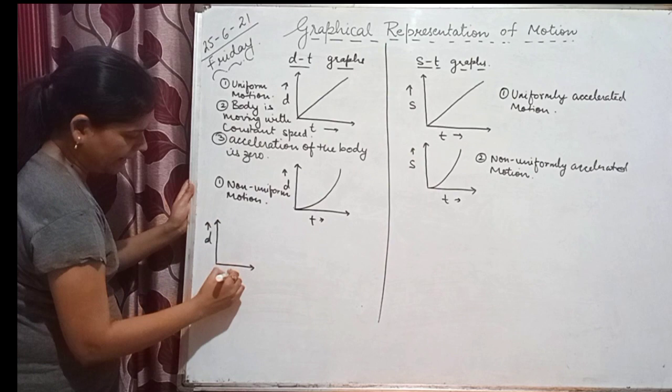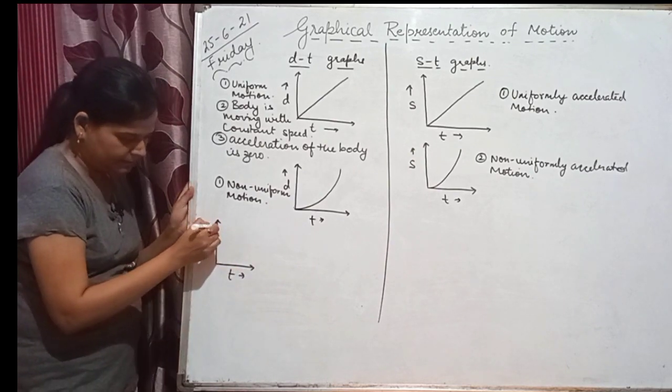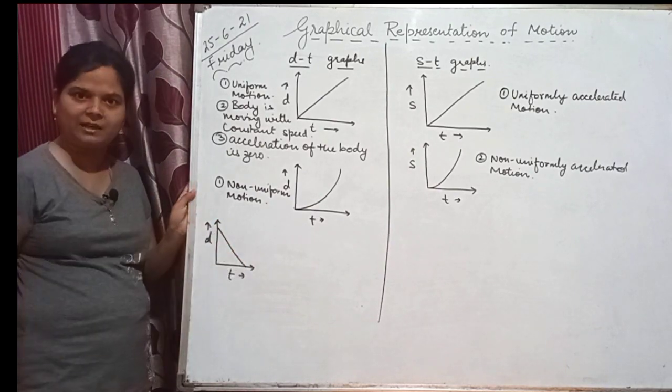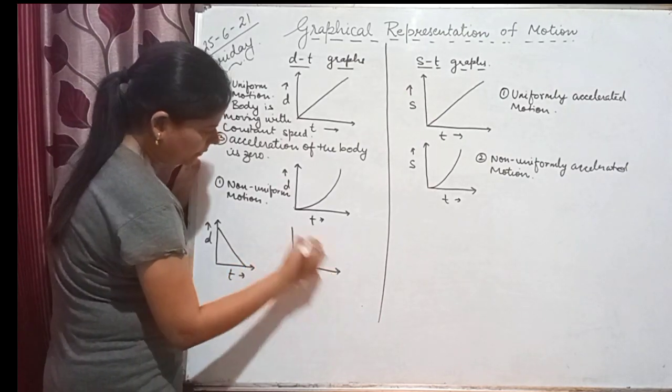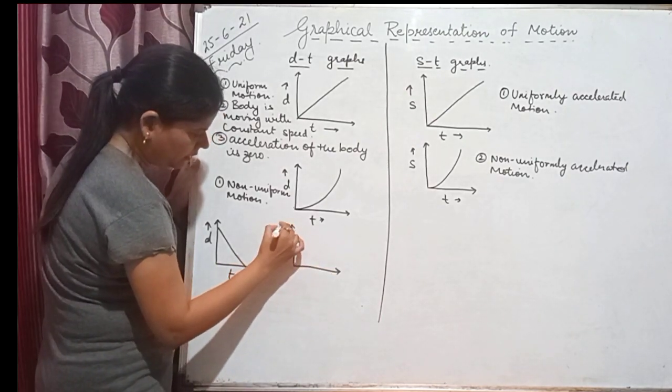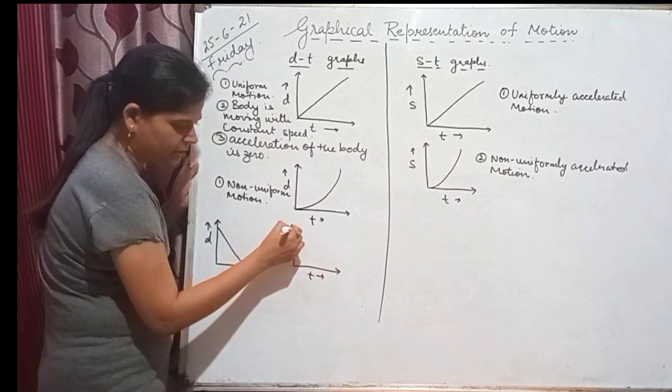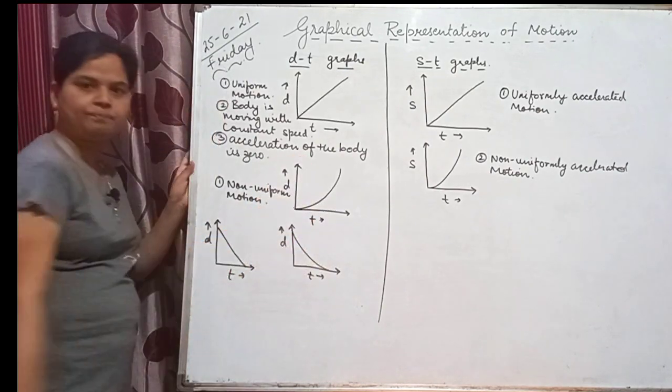Now if we have a distance time graph like this, distance and time, and it is coming down in a straight line, or if we have a distance time graph in which the graph is coming down in a curved way.